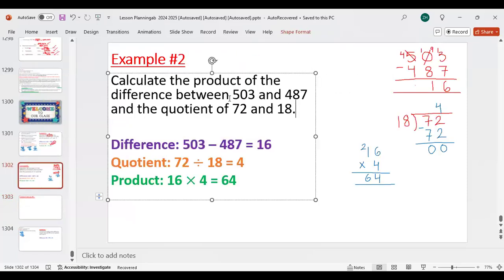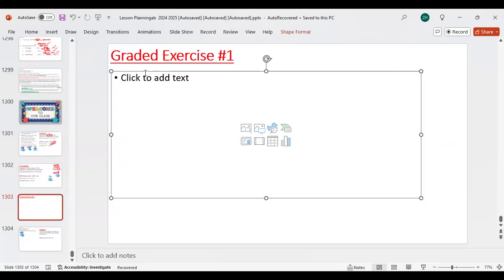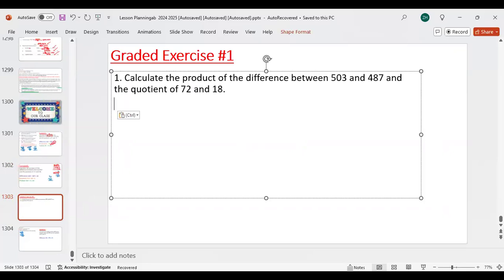So number 1. Calculate the product of the difference between 409 and 386, and the quotient of 57 and 19.